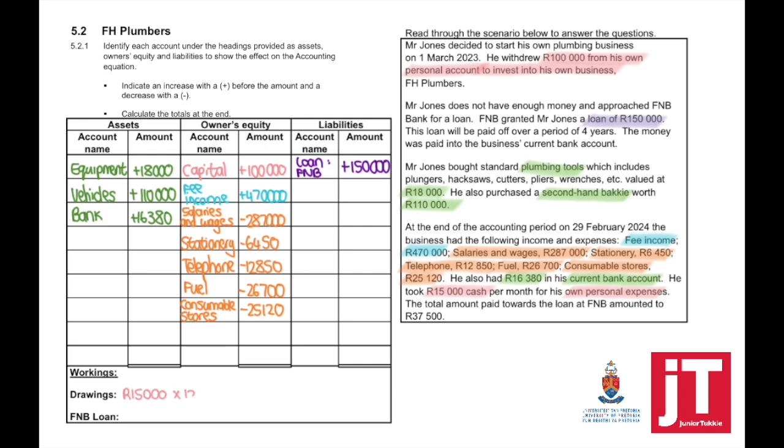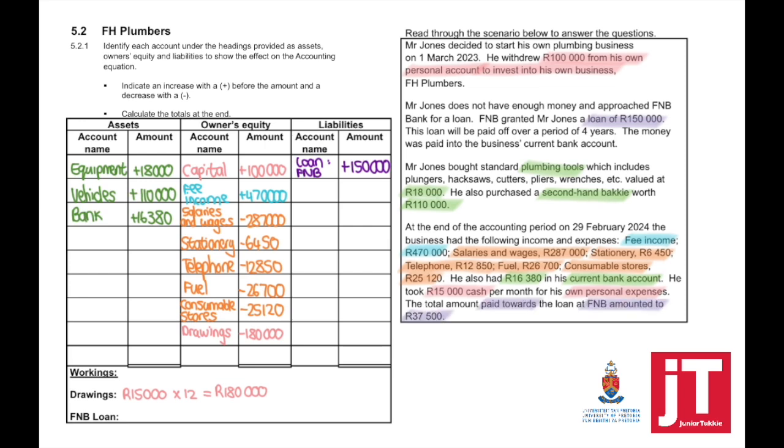Anything that's taken for personal expenses must be shown as drawings. So by the end of the accounting period, which is 12 months, it means he had total drawings of minus 180,000. Why minus? It will have a negative effect on the owner's equity. So here we needed to calculate the total drawings for the entire year.